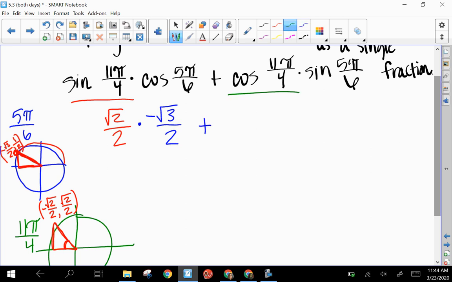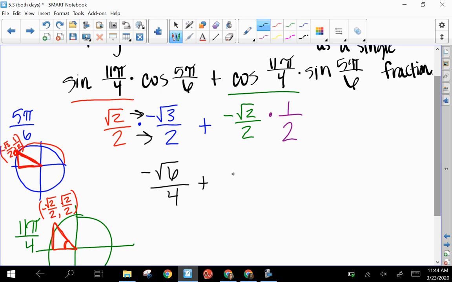Next, cosine of 11 pi over 4. That's the x coordinate, negative root 2 over 2 from my green drawing. And I'm multiplying by sine, or the y value, from my blue drawing, positive 1/2. I'm multiplying fractions, so I'm going to multiply straight across first. That would be negative square root of 6 divided by 4. And we're adding that to negative square root of 2 divided by 4.